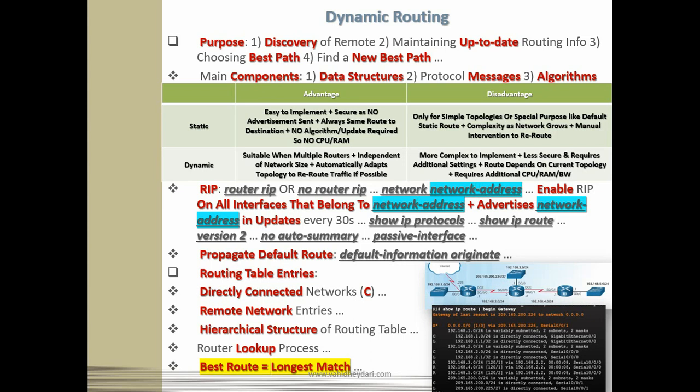When we have large networks with multiple routers, then dynamic routing is the best option. So dynamic routing is suitable when multiple routers are involved. And the good news with dynamic routing is that it is independent of network size and it very well fits with large network topologies. With dynamic routing, it automatically adapts topology to reroute traffic if possible.